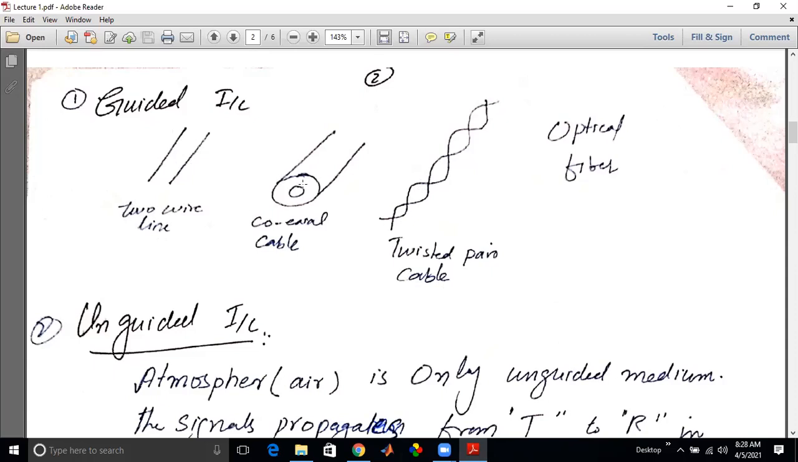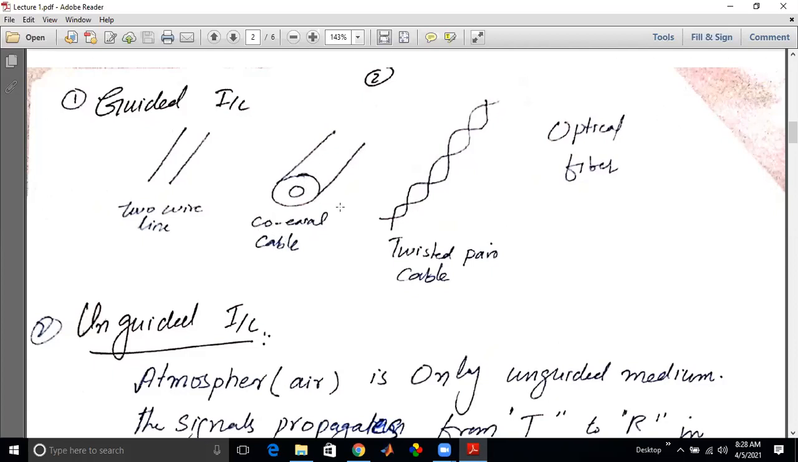And this is the coaxial cable. And you know what the coaxial cable is? You may have studied in your EMF that there are two conductors, one is inside and one is outside. These two wires, one inside and one on the outer side, this is called coaxial cable.